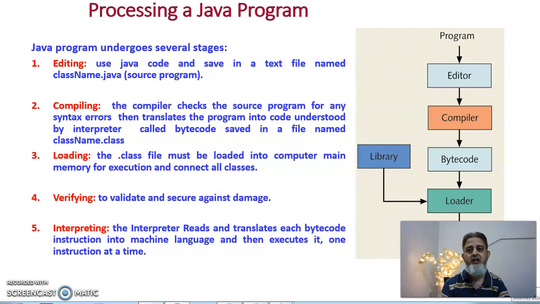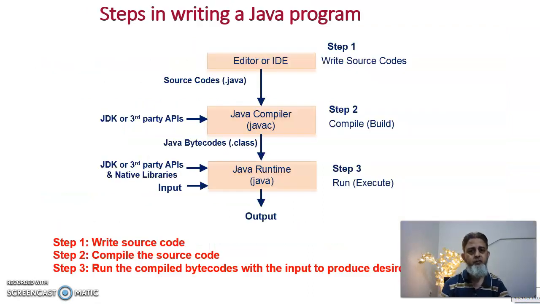Now, coming to the question of steps in writing a Java program, there are 3 major steps as you can see here: writing the source code, compiling the source code, and then running the bytecode with the input to produce the desired output. The programmer will write the program using an editor, and then save that program with a .java extension.